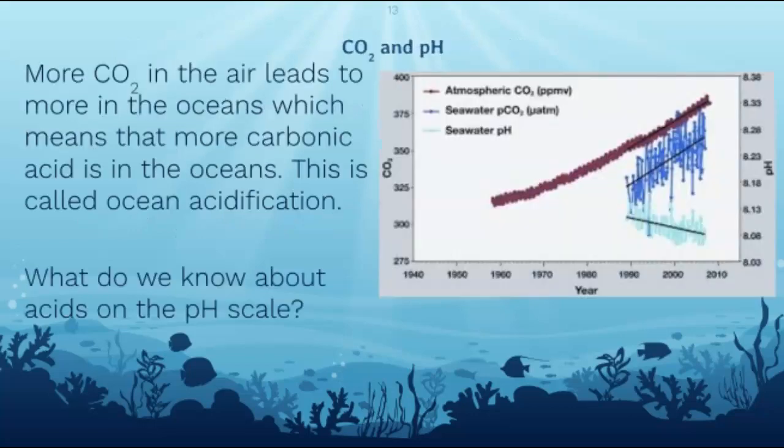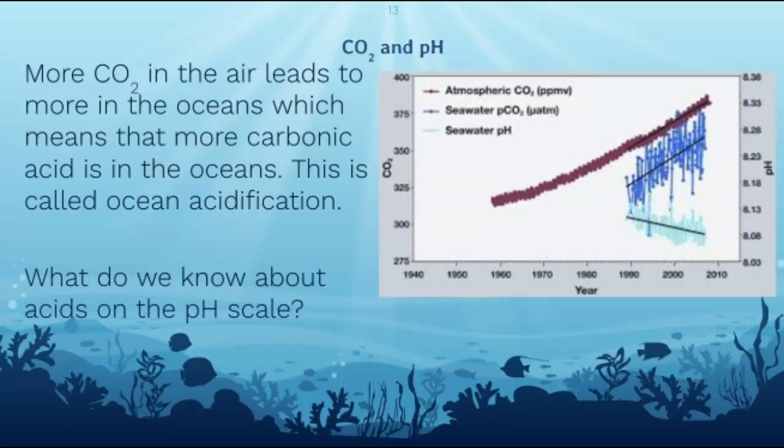So the more carbon dioxide that's in the air leads to more in the oceans, which means this leads to acid forming in the ocean. So this is called ocean acidification. Okay, and what do we know about acids on the pH scale? Well, what's neutral? Hopefully you remember that neutral is 7 and that acids are something lower than that, okay?